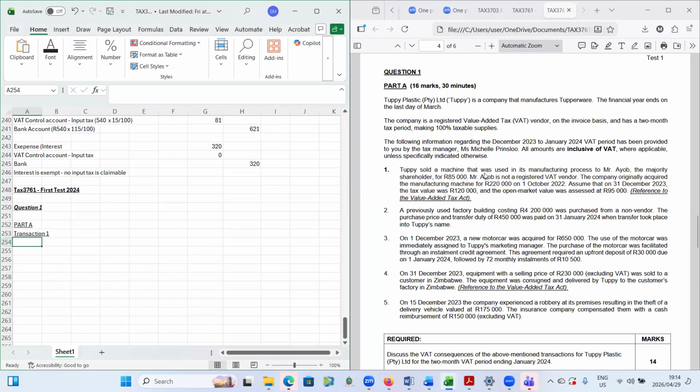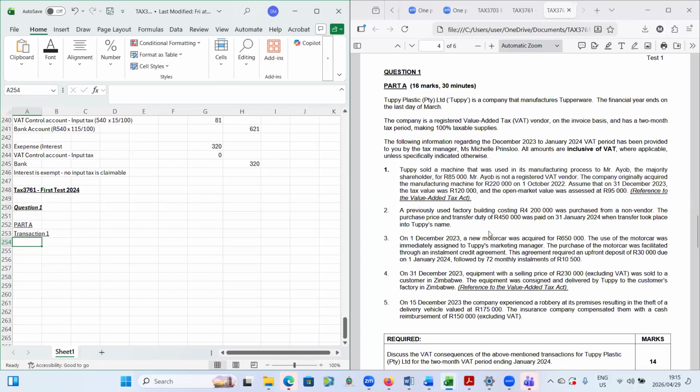Yes. So let's read the following. Information regarding the December 2023 to January 2024 VAT period has been provided to you by the tax manager, Miss Michelle Prinsloo. All amounts are inclusive of VAT where applicable unless specifically stated otherwise. Tupi sold a machine that was used in its manufacturing process to Mr. Ayob, the majority shareholder, for 85,000 rand. Mr. Ayob is not a registered vendor.